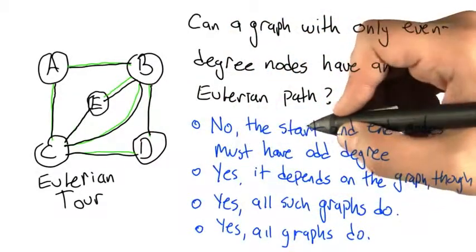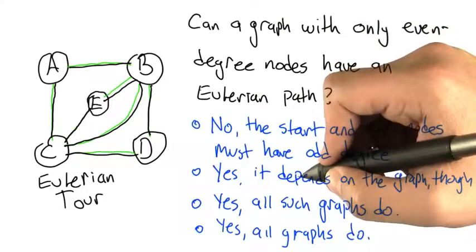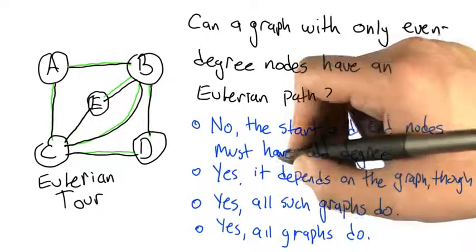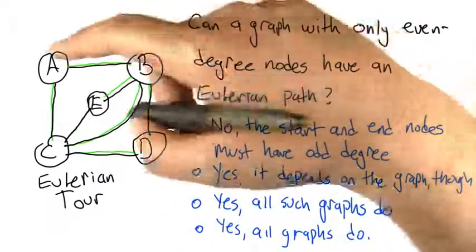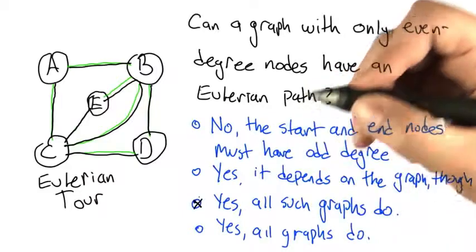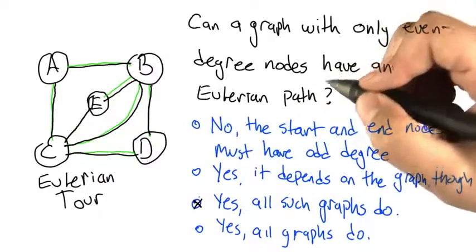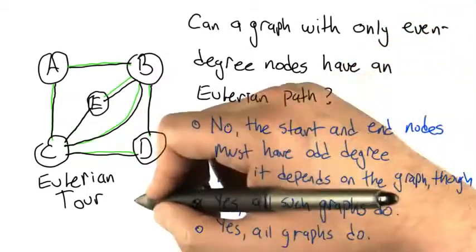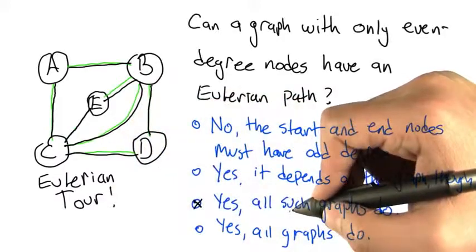Such a graph can have an Eulerian path. No, it doesn't depend on the graph. It turns out that this is going to be fine no matter what, because we're going to end up starting and ending at the same node. And we could have actually started and ended on any of the nodes and it would have worked out the same way. All graphs that have only even degree nodes do have Eulerian paths, specifically Eulerian tours. But it's not the case that all such graphs do.